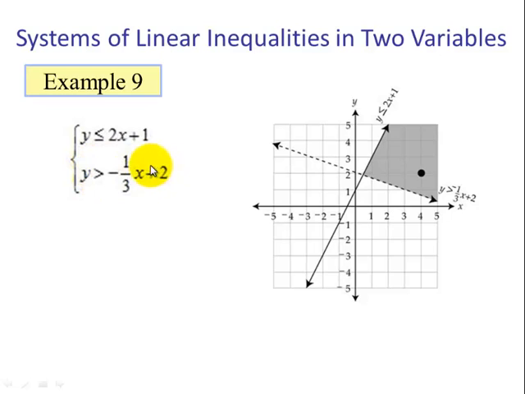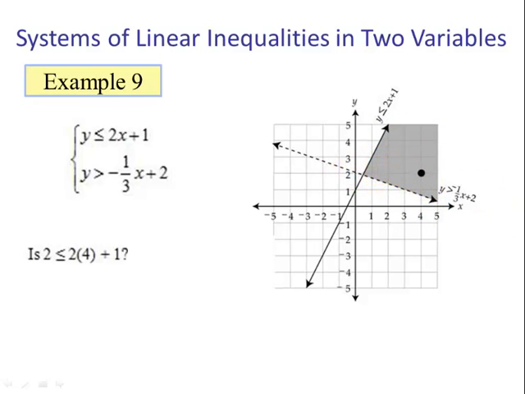The y-intercept is +2, and then our slope is -1/3. We go down 1, and then we go to the right 3. Connect to our line. This inequality is below the line. This inequality is above the line, and this is the region that is intersected. I'm going to verify this by using this point. x is 4, y is 2.